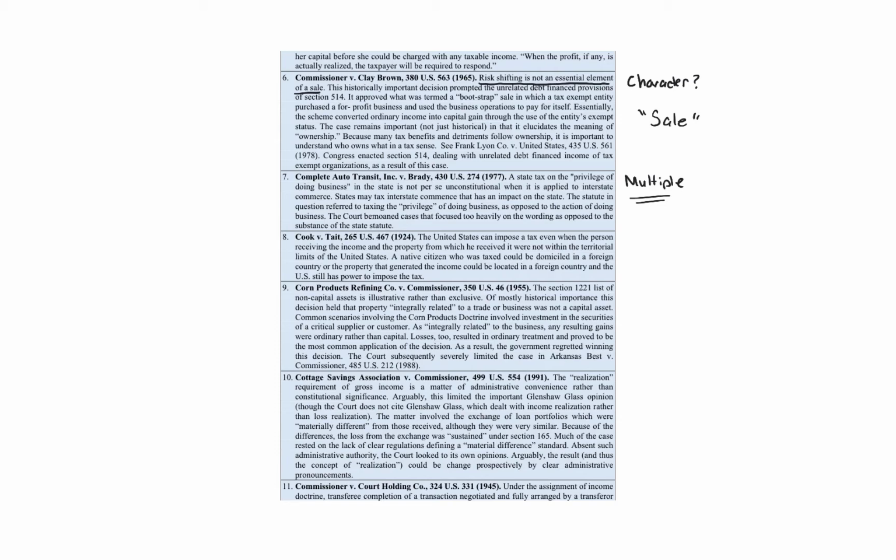Next case is Cook v. Tate. That's another multiple question. It involves multiple of the 5. So this case, very old one, is one of these cases where they have the Commissioner of Internal Revenue as the name. The United States can impose a tax even when the person receiving the income and the property from which he received it were not within the territorial limits of the United States. This is an essential case when you're looking at international taxation, being able to tax people in different jurisdictions. Okay, so that's Cook v. Tate.